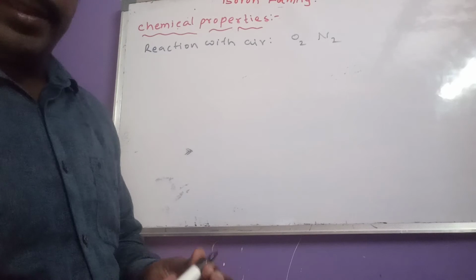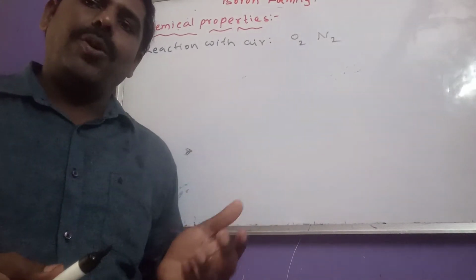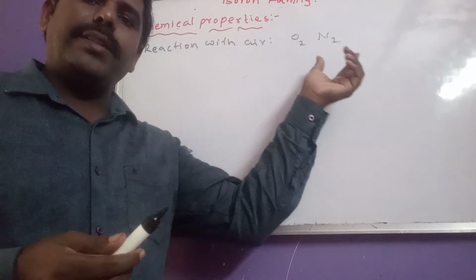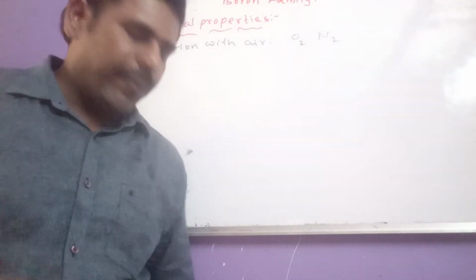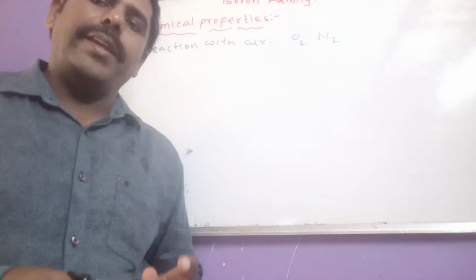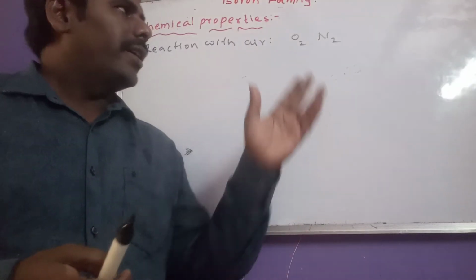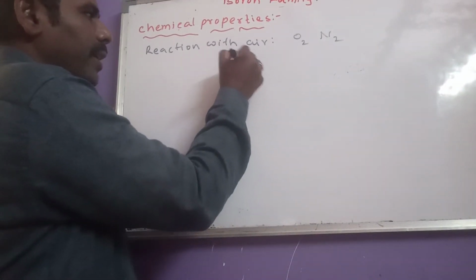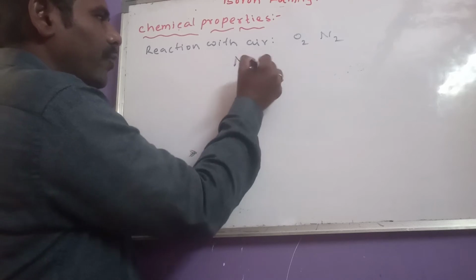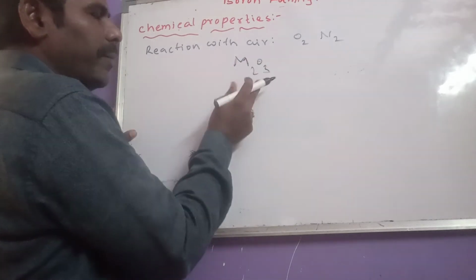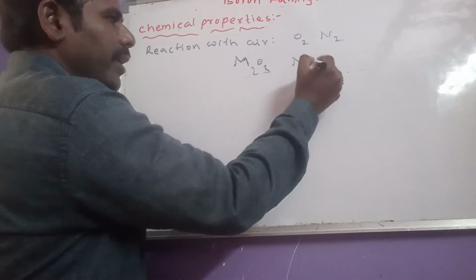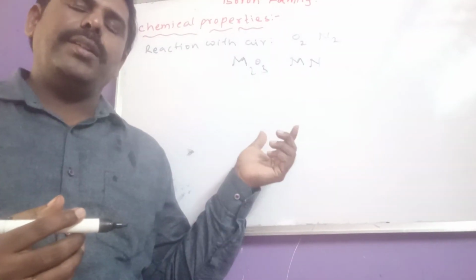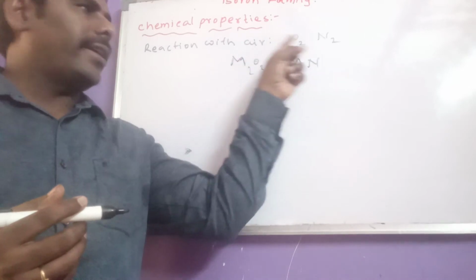In the crystalline state, that means crystalline form, boron and aluminium do not react with oxygen and nitrogen, but the amorphous form of boron and aluminium at somewhat high temperature reacts with oxygen and nitrogen. Third A group elements react with oxygen and form M2O3, that means trioxides, and another type, MN type of nitrides. These are the components formed by the third A group elements by reacting with air.